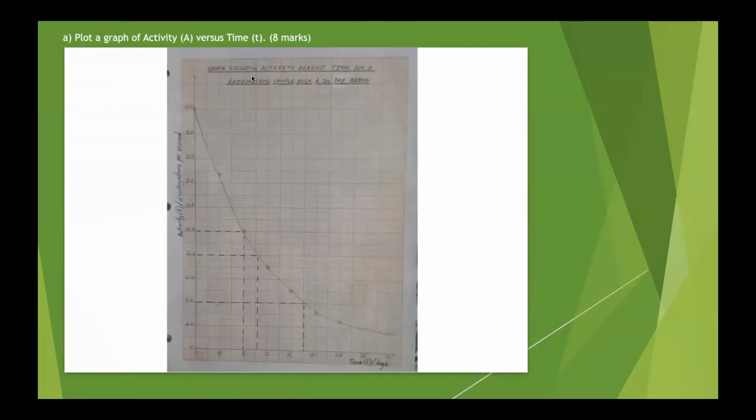Okay. The first question asks us to plot a graph of the activity versus the time. The activity would be on the y-axis and the time on the x-axis. So we have our title, graph showing the activity against time for a radioactive sample over a 24-day period. And our axes are labeled activity on the y-axis and the time on the x-axis.